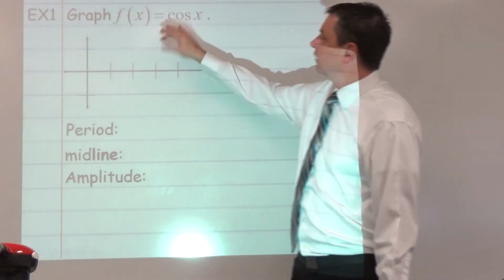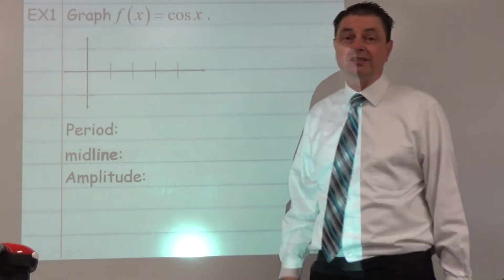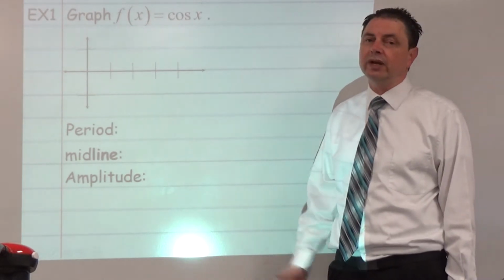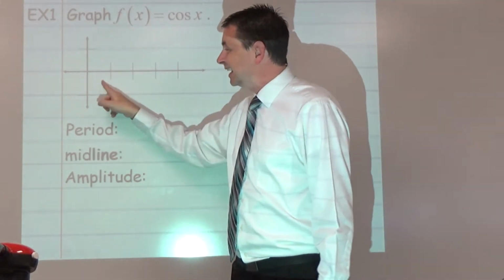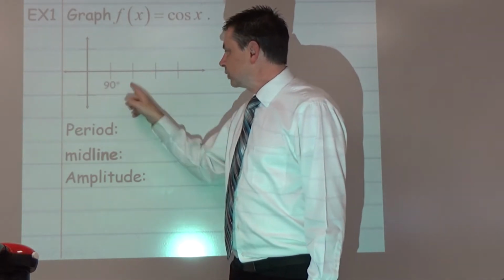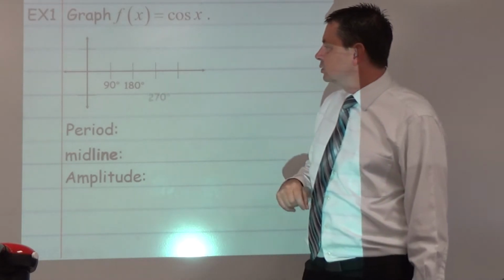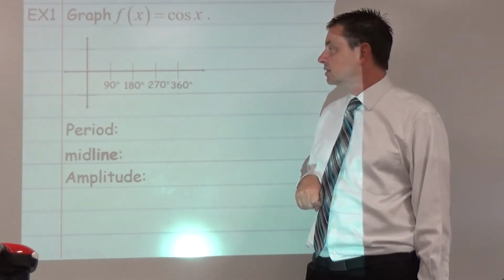Example number 1, f of x is cosine x graph. Let's do it without all those points. Let's focus on the key points, those red points, which happen at our quadrant angles. So let's label these. Straight up, 90 degrees, straight left, 180, straight down, 270, and back to the right at 360 degrees.